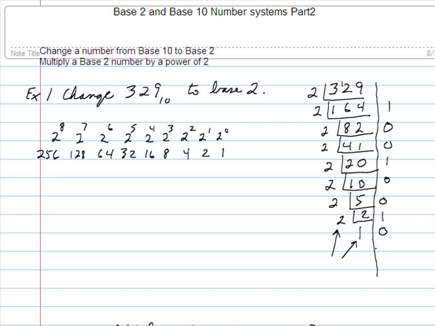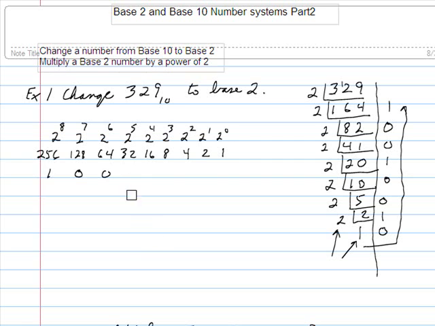Now, your base 2 number is found by using these numbers. Start with the bottom number, then in reverse order, write out your remainders. And so we get for our number, base 2, 1, 0, 0, 1 0 1. That's this part. Then 0 0 1 0 0 1.